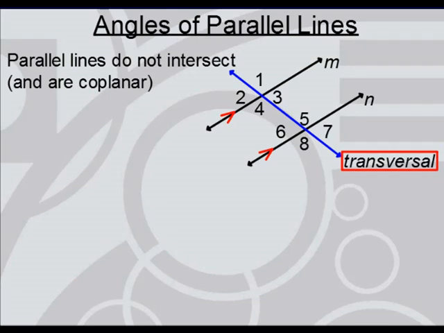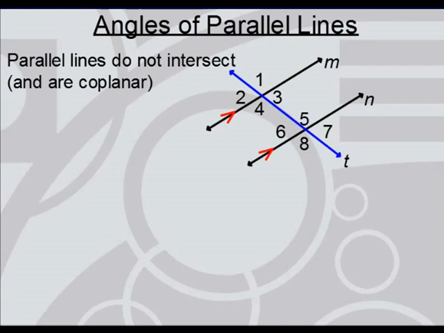You'll notice that there is a region between these parallel lines. Any angle in between are referred to as interior angles. Whereas if it's not on the inside, we refer to them as exterior angles. So angles 1 and 2 are exterior angles. 7 and 8 are also exterior angles.